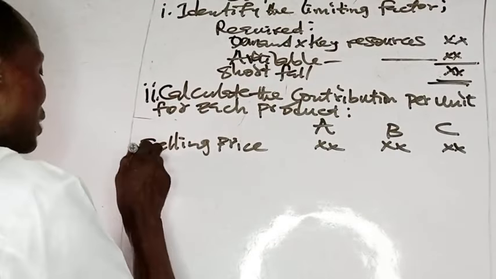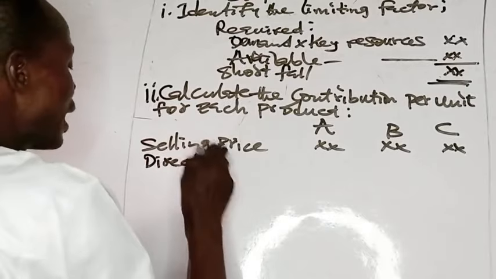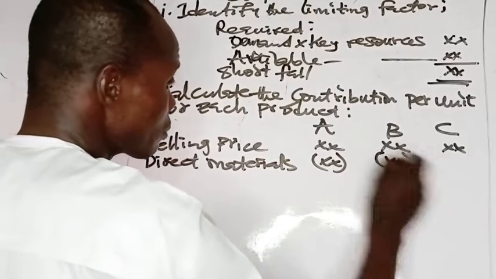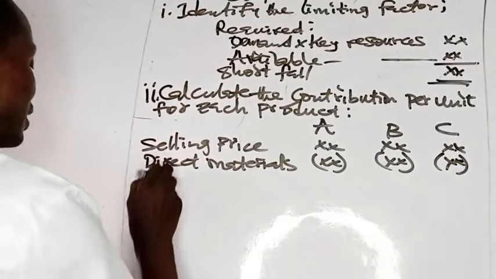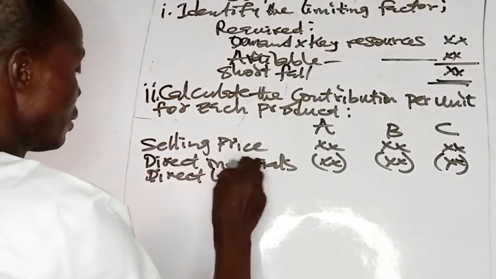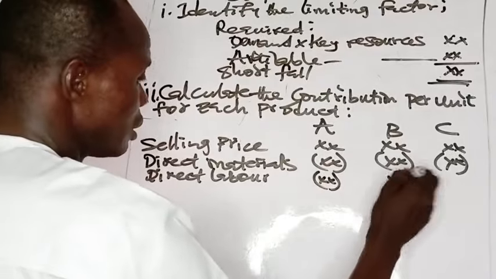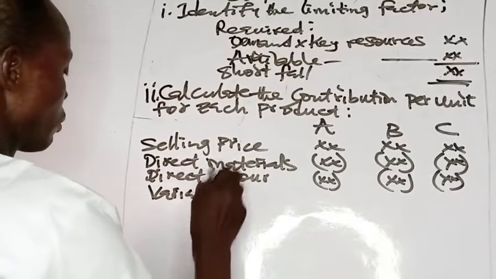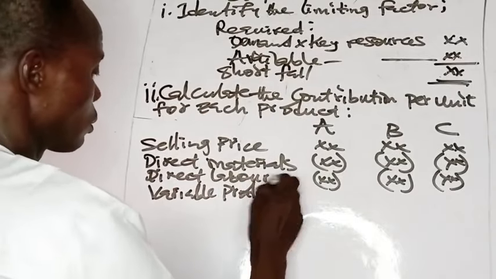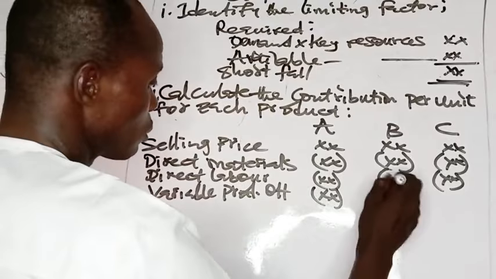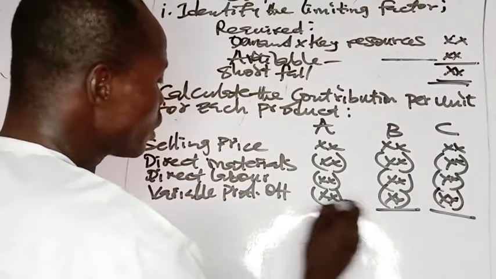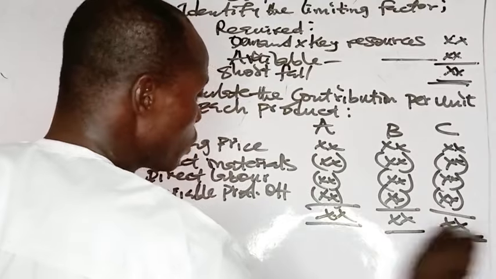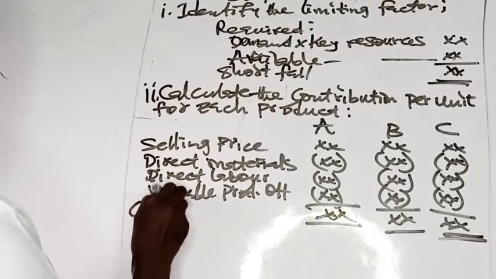So from this selling price, you less variable cost. Variable costs include direct materials, direct labor, then you have variable production overheads. By the time you subtract these, you get the contribution margin for each of the products. So this will give you the contribution per unit, the contribution margin.